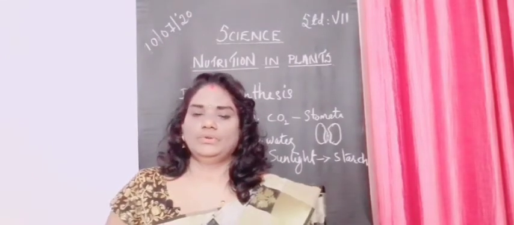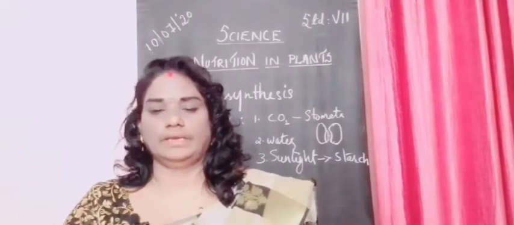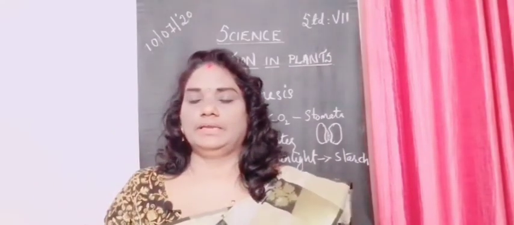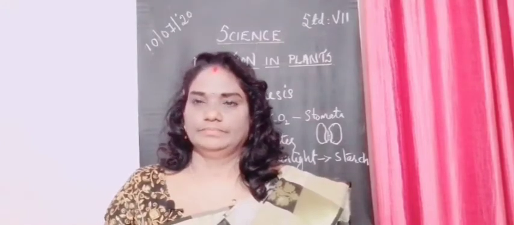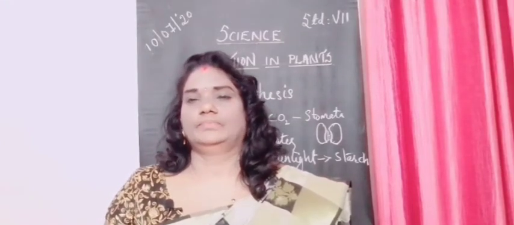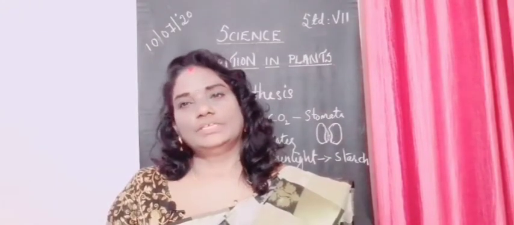They use that for their growth, and the remaining food, whatever is there, they store in various parts like leaf, stem, fruits, roots, etc. And these parts we consume as food. Got it, children? Yeah.